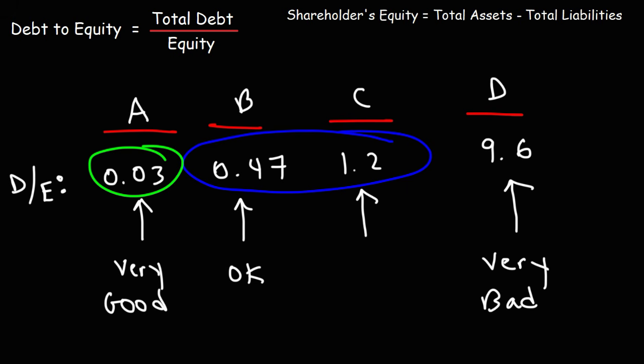Unless, of course, they're faking their numbers, which happens occasionally. But companies with a very high debt to equity ratio, you need to be careful with that because there's a good chance they can go bankrupt anytime soon. So that's it for the debt to equity ratio.